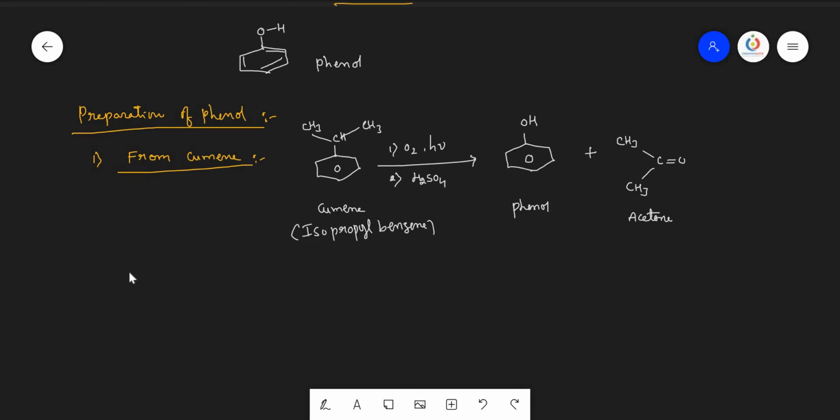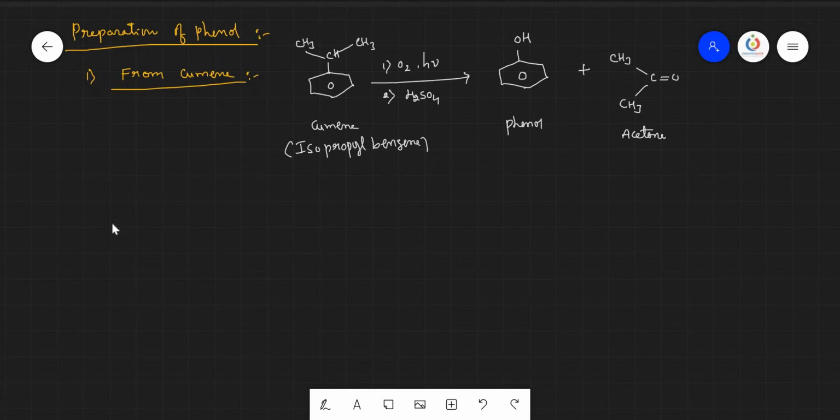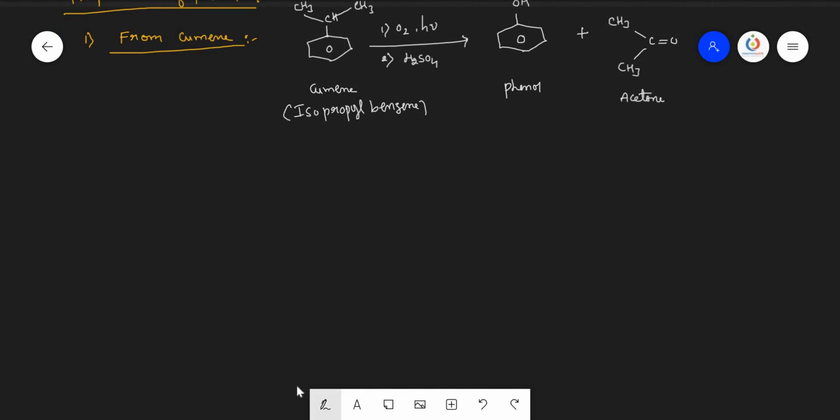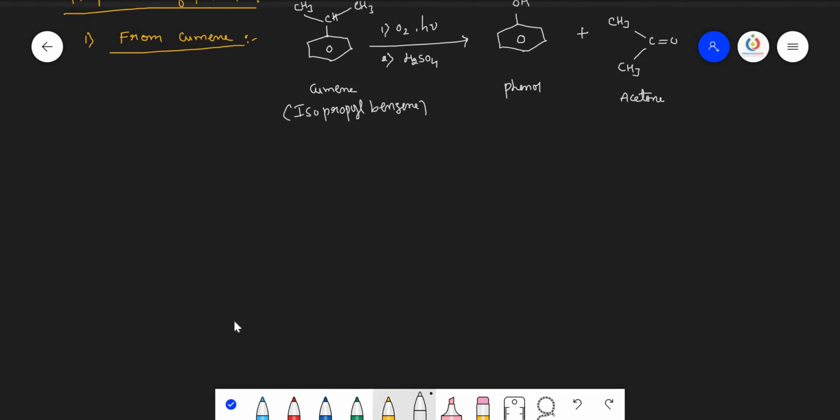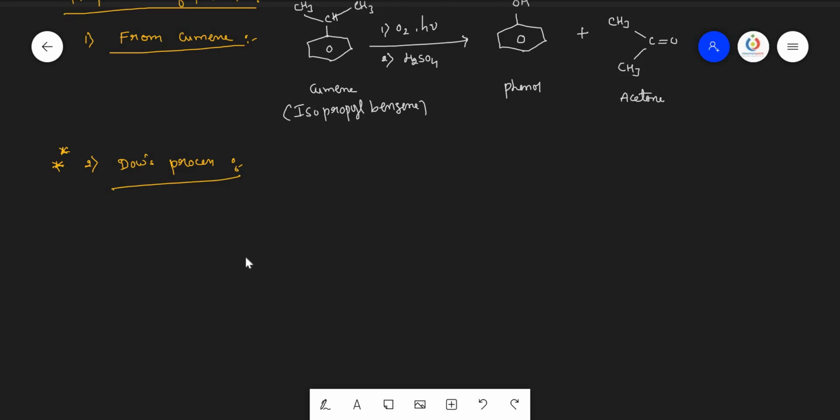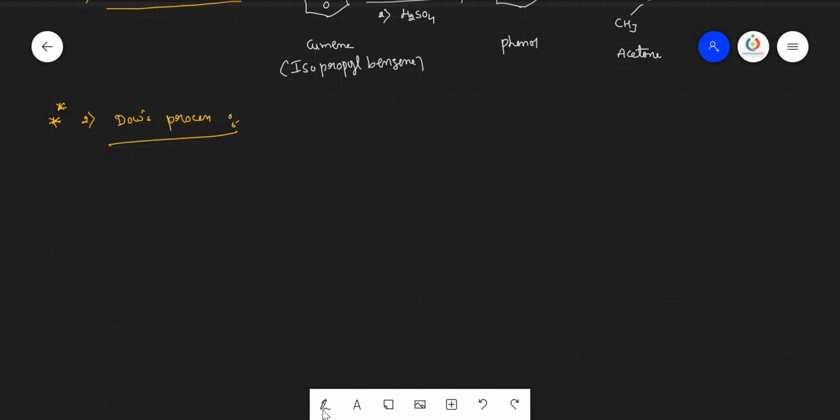There are many other methods. Let us see one by one here. The second method is Dow process. Dow process is so important. I'll explain it here, just to see why Dow process is so important.